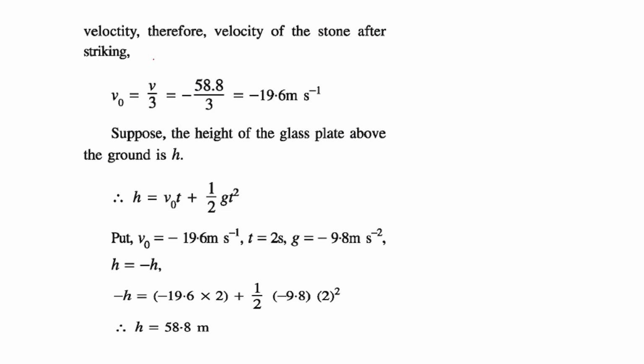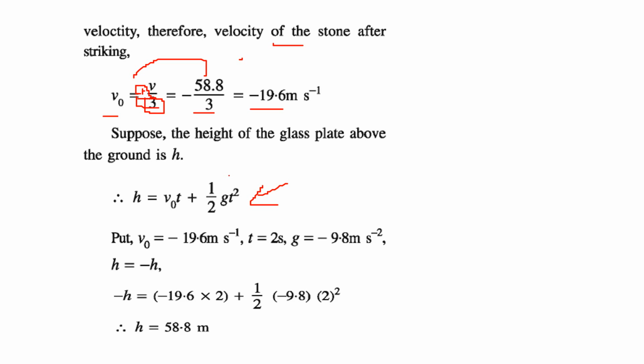That means after striking it, after the strike is over, v0 is just 1 by 3rd of v. So minus 58.8 is the velocity. What is 1 by 3rd of this? Minus 19.6. Now let us apply the equation again.